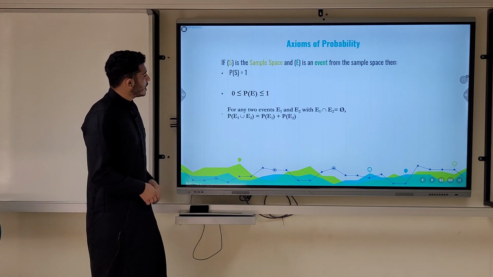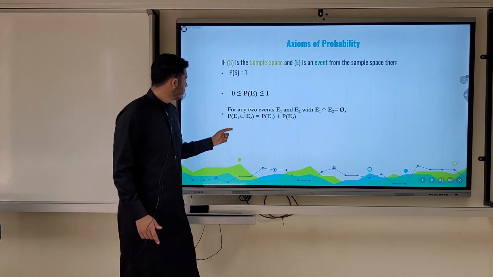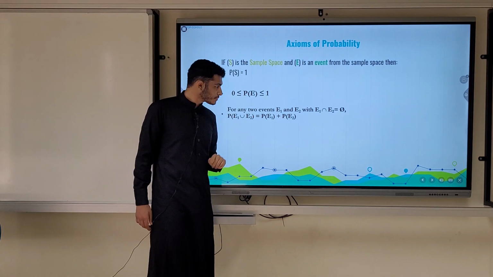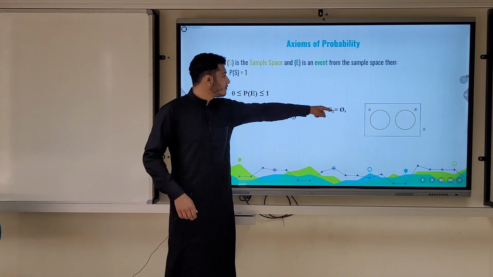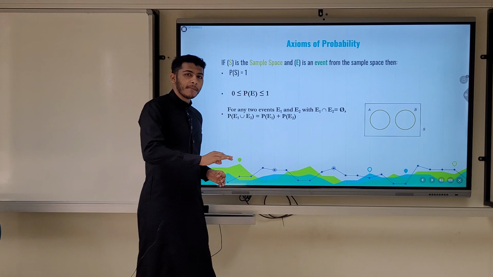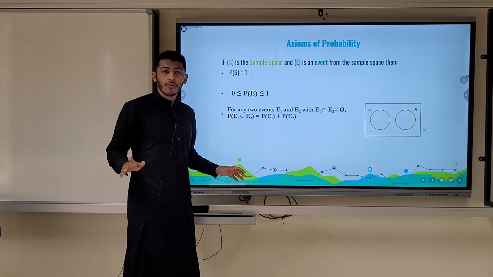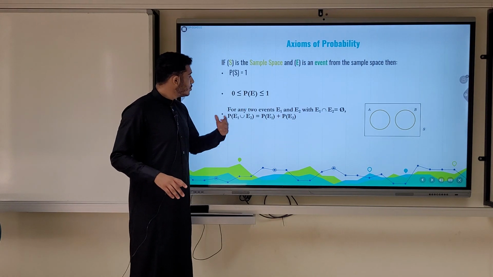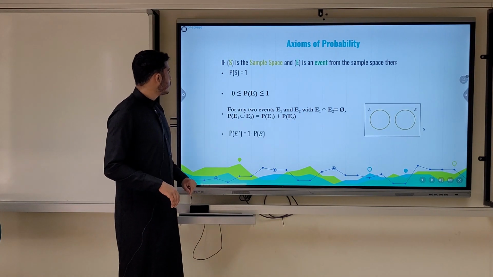For any two events, E1 and E2, with the intersection equal to the empty set, the probability of the union of them is the sum of the probabilities of both of them. Let me explain this further. If we have mutually exclusive events, the ones that we have seen in the Venn diagram, with no commonalities at all between the events, the union of them is basically adding the probabilities of both of them, because if they had an intersection, we would have a totally different formula. So if they have no commonalities at all, the union is just adding their probabilities. That's it.